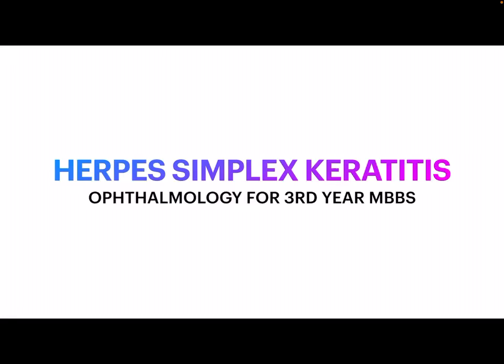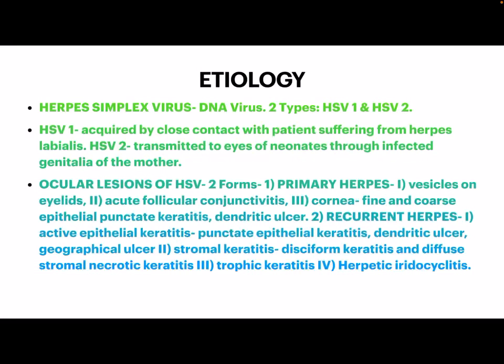Now moving on, as we all know, herpes simplex virus is a DNA virus, and there are two types. There is HSV1 and HSV2. HSV1 is responsible for lesions above the waist, and HSV2 is responsible for lesions below the waist. Both of them can cause infection in a person and cause ocular lesions.